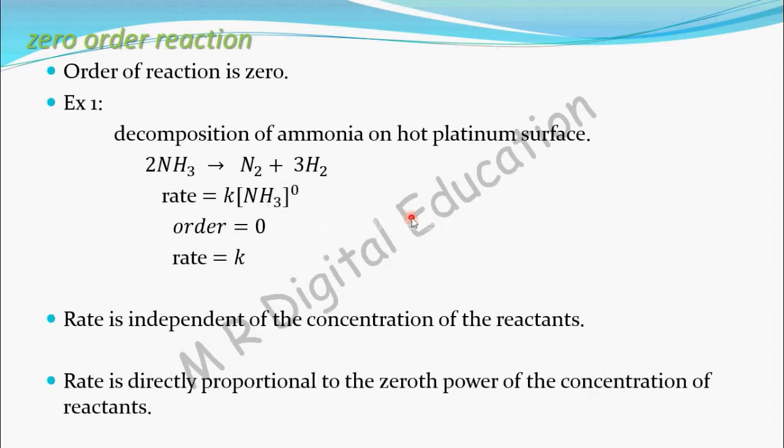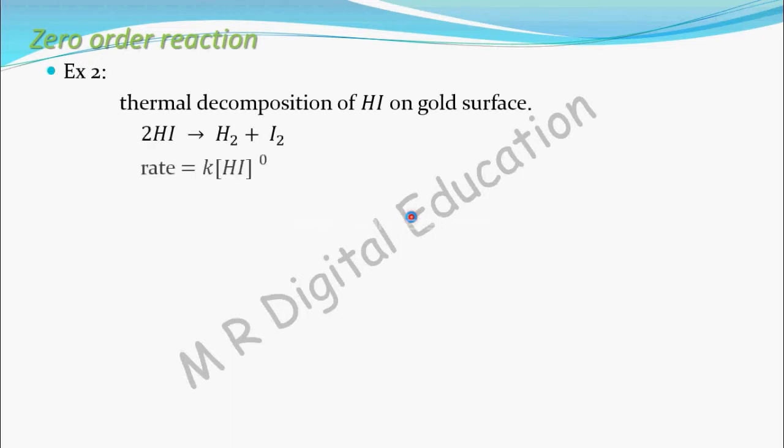Let's see some more examples for zero order reaction. Thermal decomposition of HI on gold surface. Thermal decomposition means on heating HI on gold surface, HI will decompose into H2 plus I2, that is 2HI gives H2 plus I2. Rate equation for this reaction is rate equal to K into concentration of reactant, that is HI to the power 0. See, the power is 0, so order equal to 0.